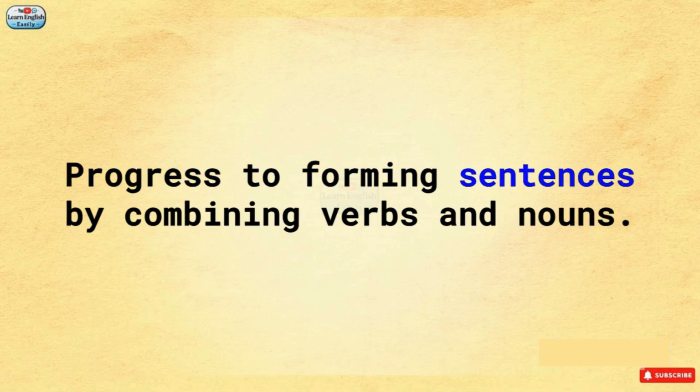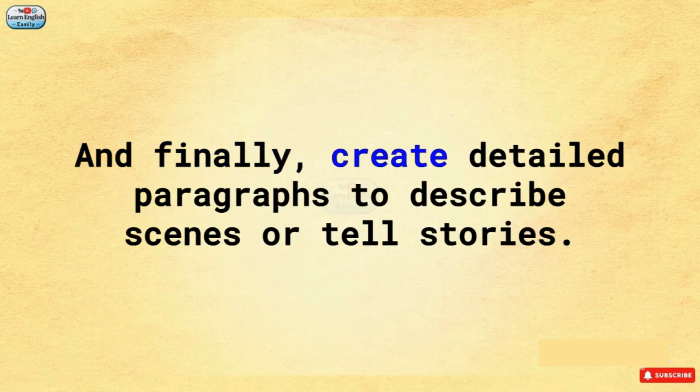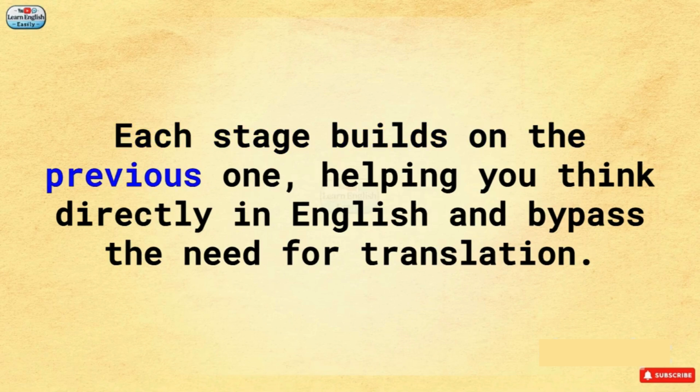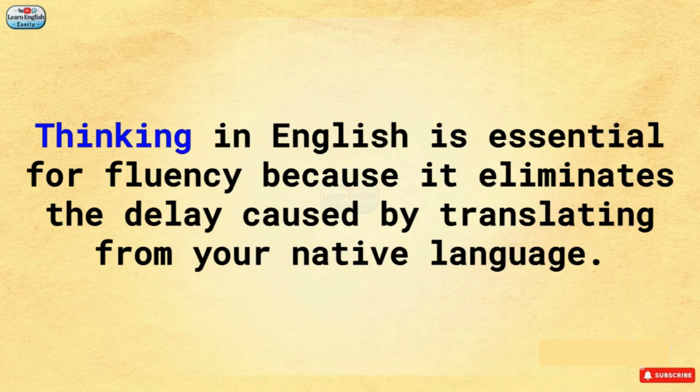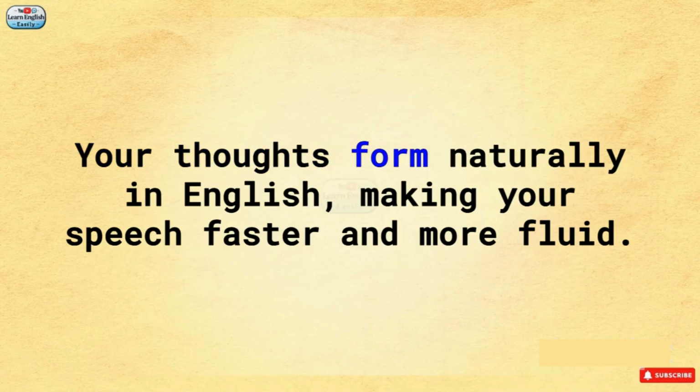Progress to forming sentences by combining verbs and nouns, and finally, create detailed paragraphs to describe scenes or tell stories. Each stage builds on the previous one, helping you think directly in English and bypass the need for translation. Thinking in English is essential for fluency because it eliminates the delay caused by translating from your native language. Your thoughts form naturally in English, making your speech faster and more fluid.